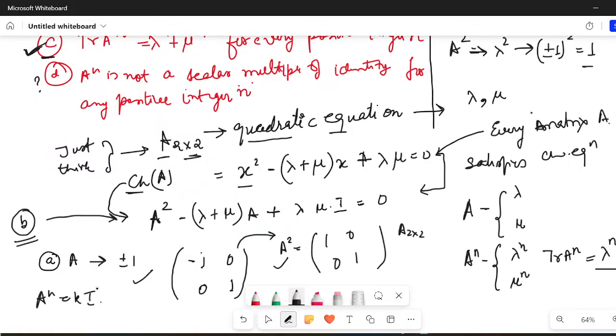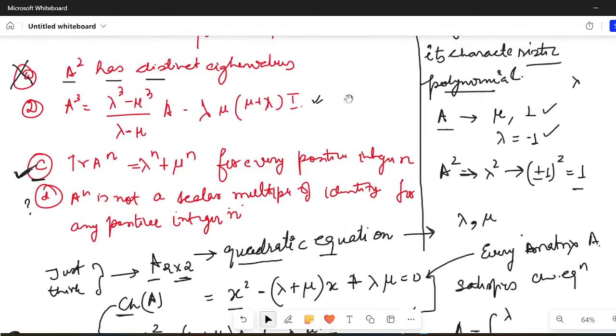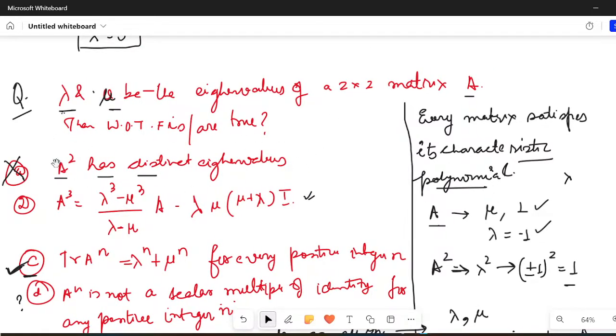For a scalar matrix, the diagonal elements should be the same. Okay, so what I was telling is, see, if I'm saying option number D, understand my point. The question was very simple: lambda and mu are the eigenvalues of a 2 cross 2 matrix, fine, and then A square has distinct eigenvalues. No, it does not necessarily have distinct eigenvalues.